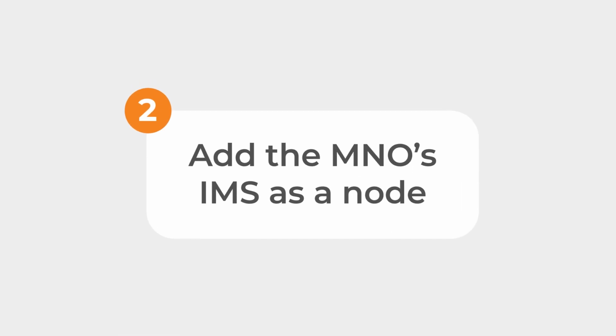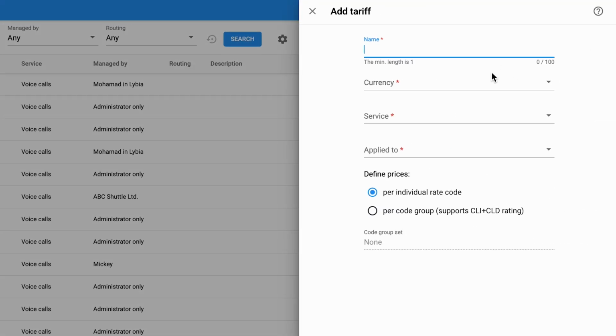Next, we'll add the MNO as a vendor so that PortaBilling can calculate the cost of voice calls for the MVNO, and this information can be used for reconciliation. The wholesale per minute rates negotiated with the MNO should be put in the vendor tariff. Go to Service Catalog, Tariffs, and click Add. Enter a name, for example, MNO voice calls.